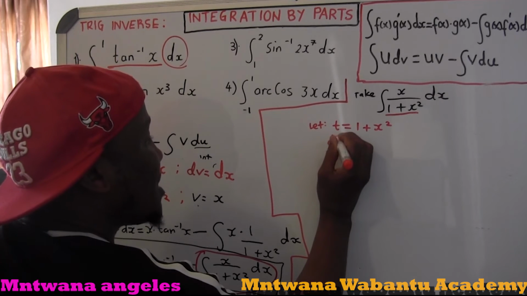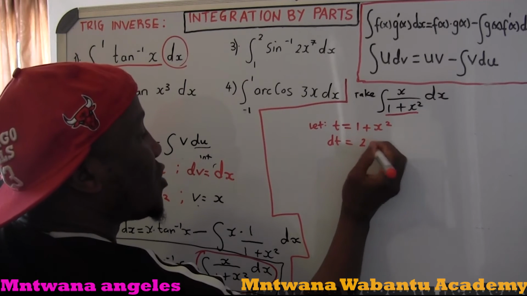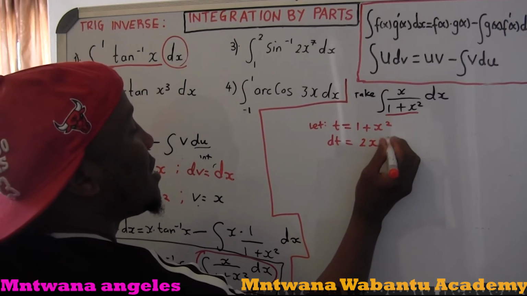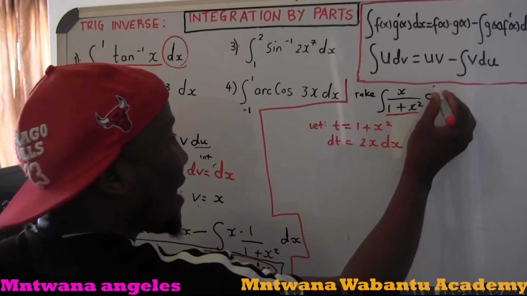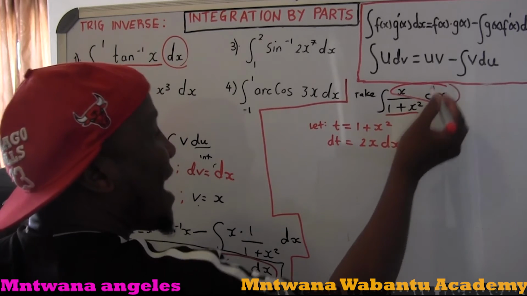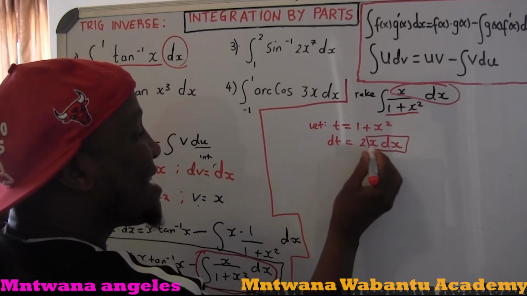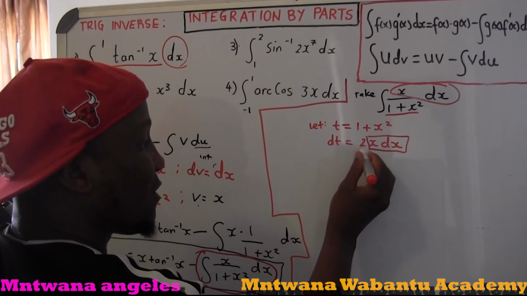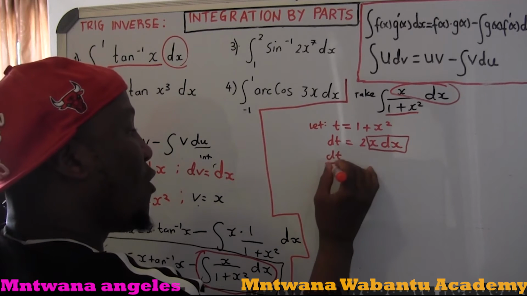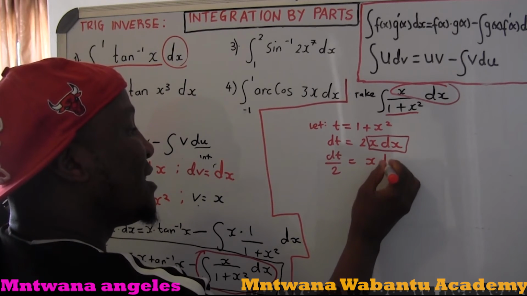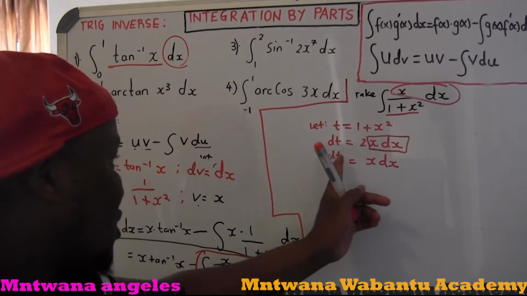Now if I differentiate this, it's going to give me dt. If I differentiate 1, it's going to give me 0, and if I differentiate x squared, it's going to give me 2x dx. So what I want is x dx. What is x dx? x dx means dt over 2, because I have to divide by 2. So x dx equal to dt over 2. I'm going to replace x dx with dt over 2.